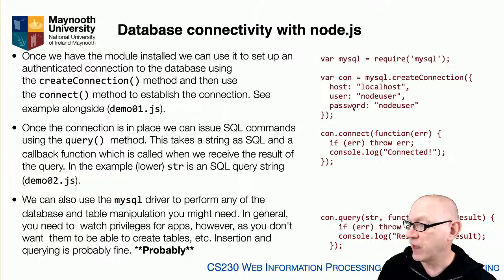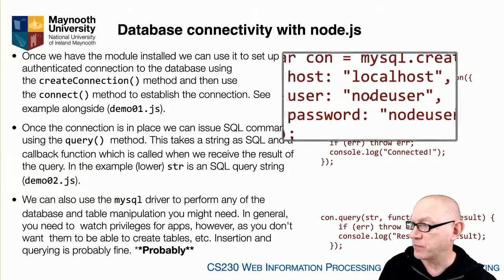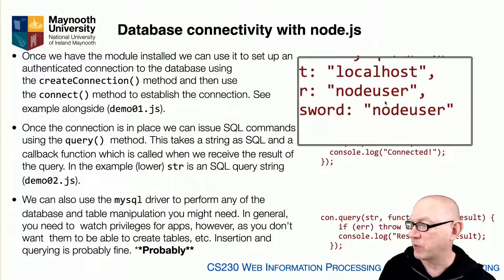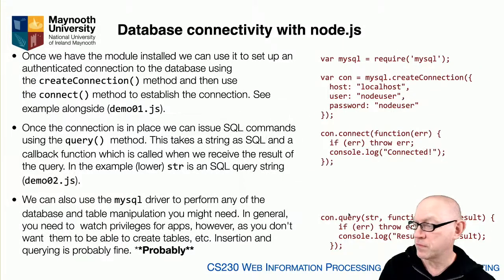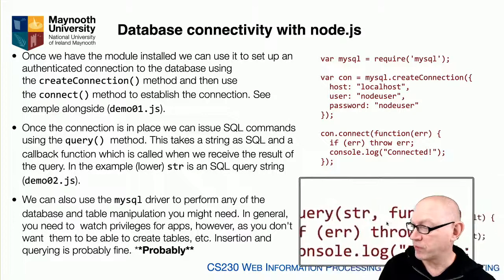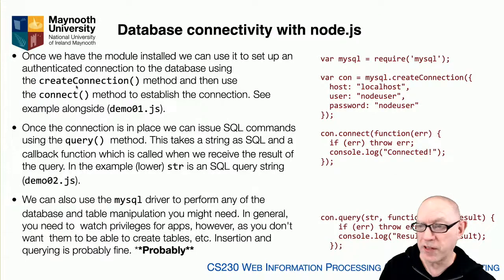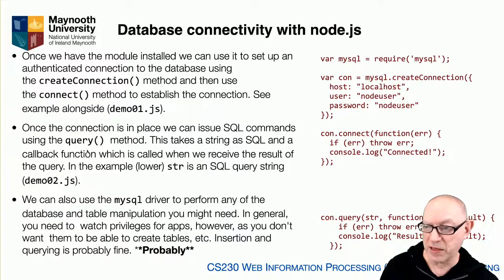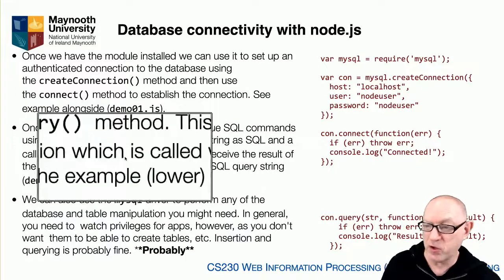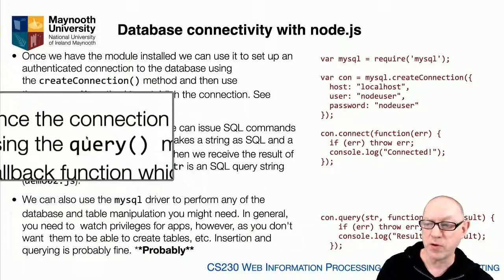We can create a connection using all the data that we know: the host, the username, the password. And then we can issue some query if we want. So that's not so bad. It's nice to be able to do all that stuff. I have a little program called demo1.js, and it will make a connection. Once the connection's in place, we can issue all the SQL commands we want using the query method.